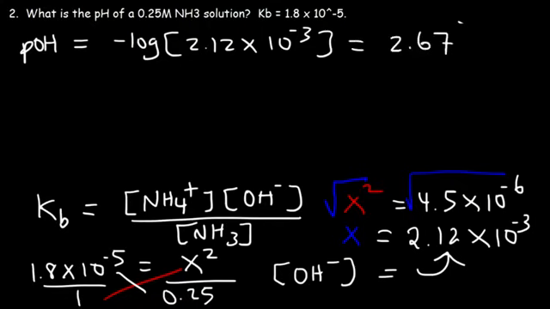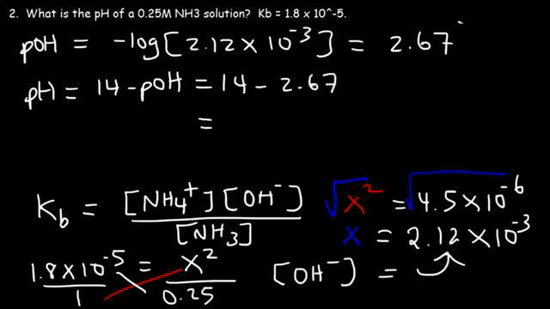And whenever you have the pOH of a solution, you can easily find the pH. It's going to be 14 minus the pOH. So the pH is about 11.33. And so that's the answer for this problem. So this is what you need to do if you need to find the pH of a solution that contains a weak base.